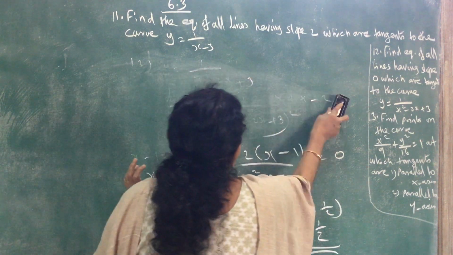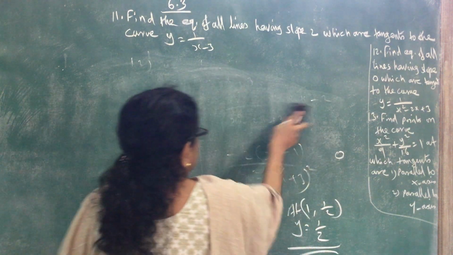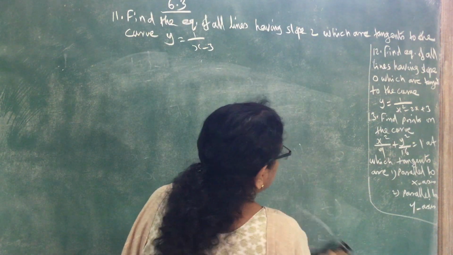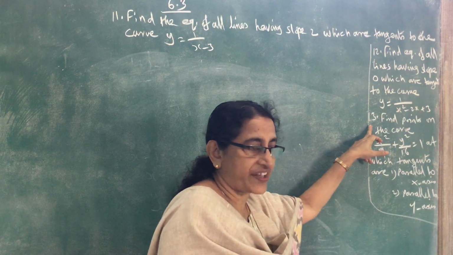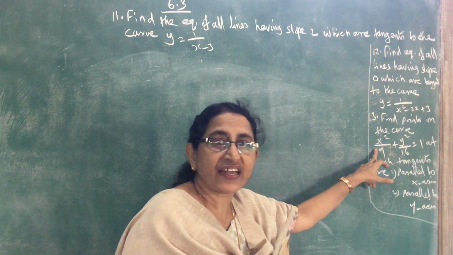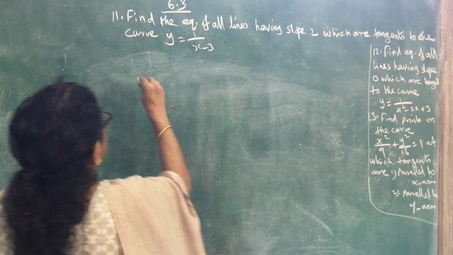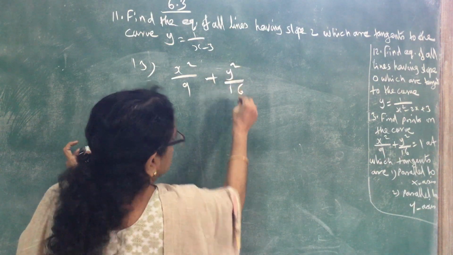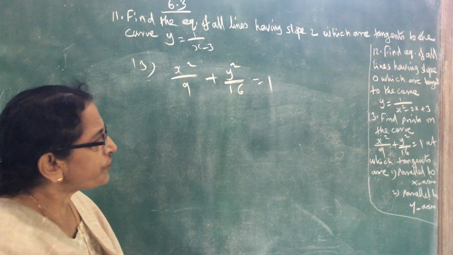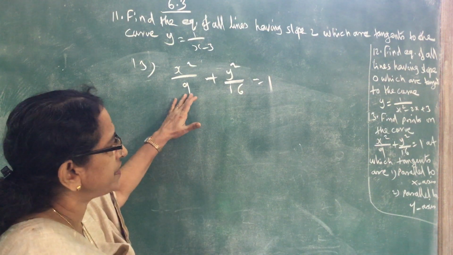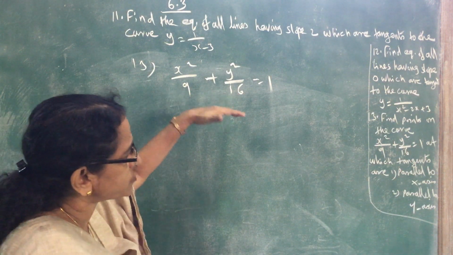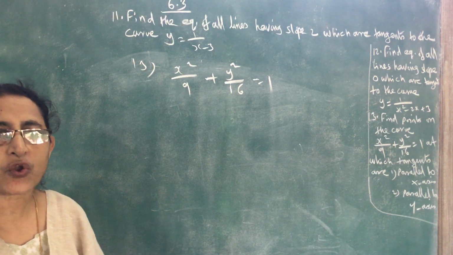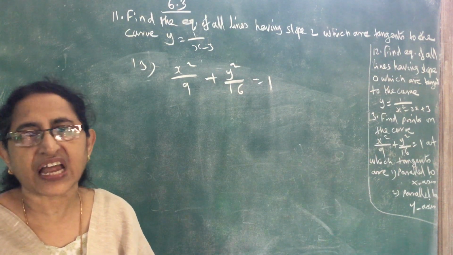Now the 13th one. Find the points on the curve x square by 9 plus y square by 16 equal to 1, at which tangents are parallel to x-axis. We know that when the tangent is parallel to x-axis, slope of the tangent is 0.